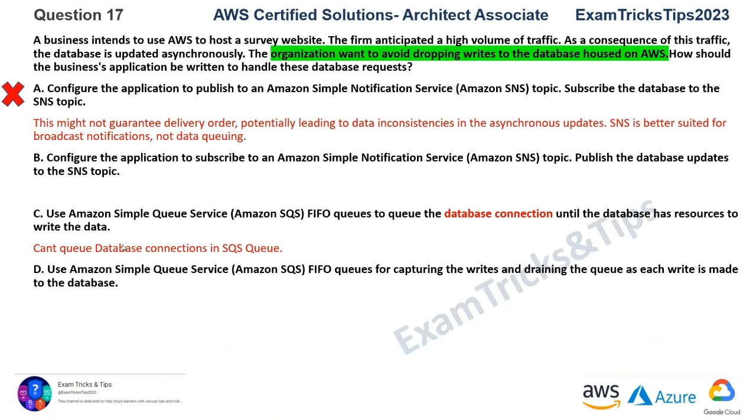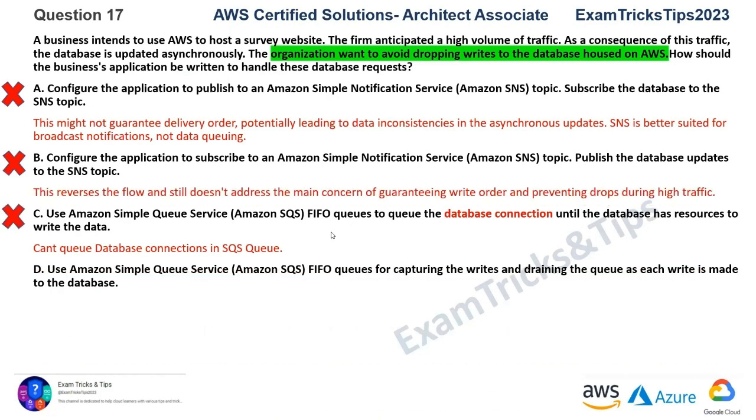Option B is the second one. It's again another SNS topic option, where instead of subscribing the database to the SNS topic, you are saying publish. Now this is the reverse flow, and again it doesn't address the main concern of guaranteeing write order and preventing drops during high traffic. So options A and B both use SNS. There's a subscribe model, there's a publish model. I don't think either of these is correct. So option B is also wrong.